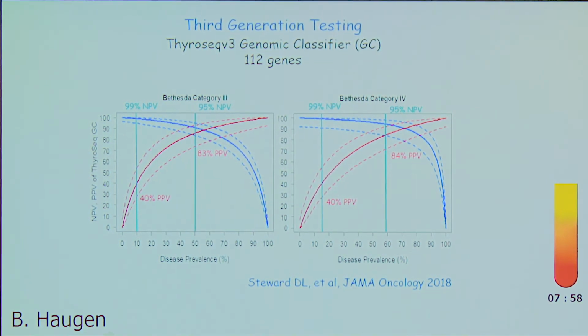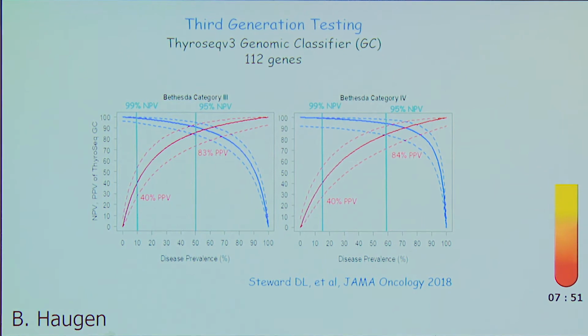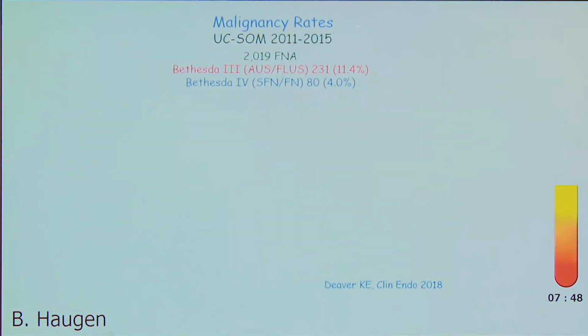So what this is saying is you need to know the disease prevalence in these categories at your institution or whatever pathology site you're sending this to. So we looked at that at the University of Colorado between 2011 and 2015, and this is over 2,000 FNAs, and Kelsey Deaver was the first author on this paper last year, and 11% were Bethesda 3 and 4% were Bethesda 4 in our category. And the malignancy rates actually for us with those were fairly similar. They were in the ranges of what we talk about, but they were both about 25%.